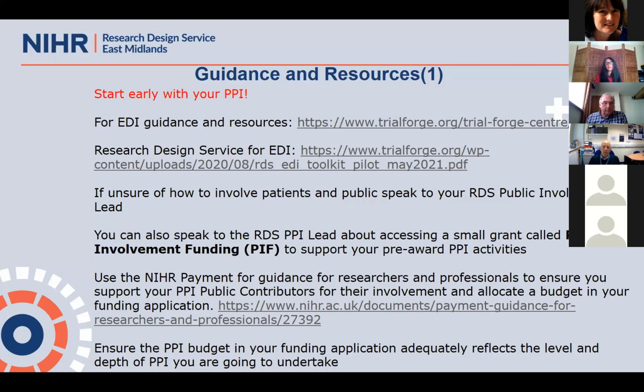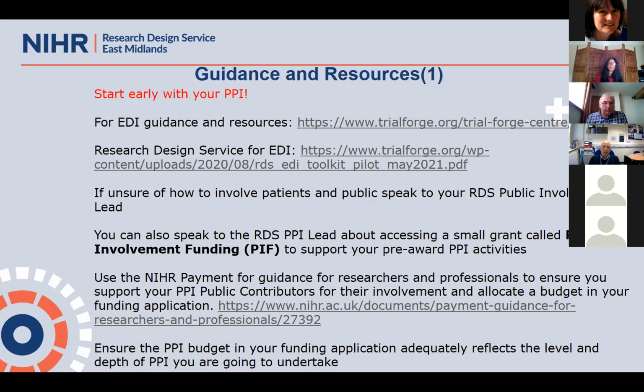And for EDI guidance, the website has been signposted. We at the Research Design Service nationally and also locally have been involved with some of our public contributors to develop the toolkit for EDI, and there's a lot of explanation about the terms equality, diversity and inclusion, how public contributors can get involved, and what some of the issues around PPI and EDI are. So please do look up that toolkit. But if you're unsure of how to involve patients and public, speak to your RDS public involvement lead.